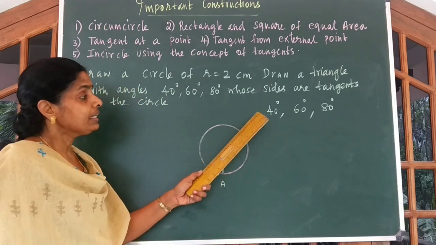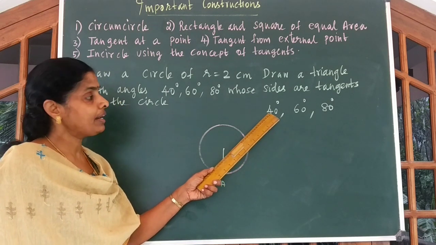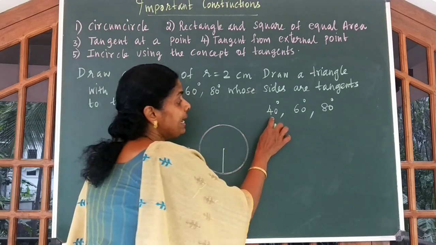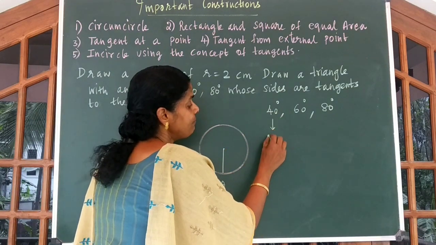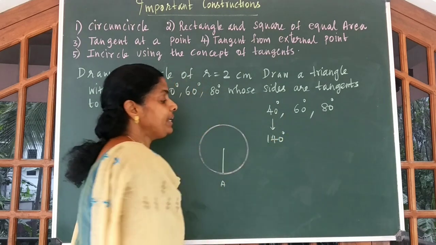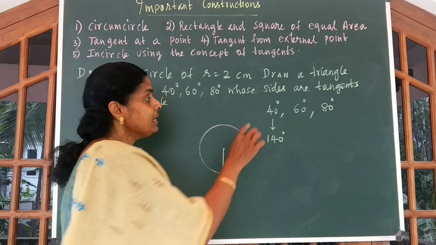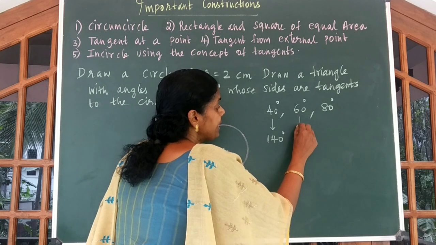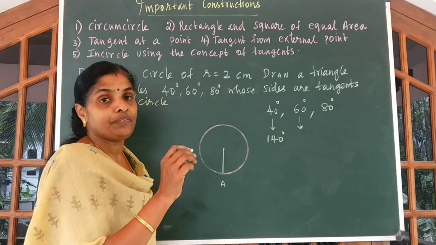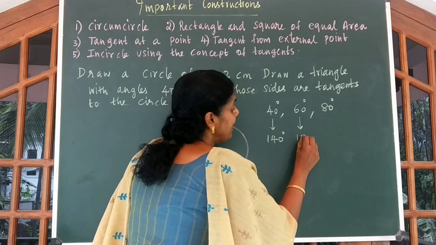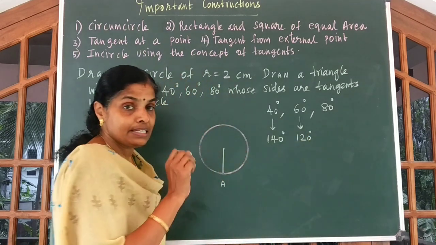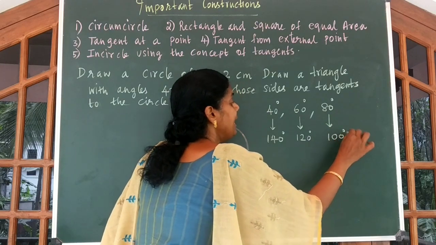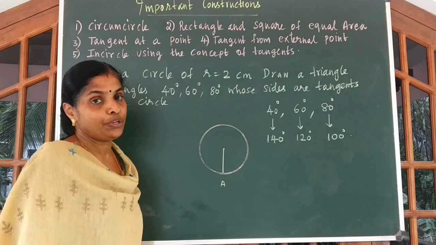Now we know the angles of the triangle are to be 40 degree, 60 degree and 80 degree. Since one angle is 40 degree, we have to measure 140 degree at the center because these two angles are supplementary. Similarly, for getting 60 degree as angle of a triangle, we have to measure 120 degree at the center. And for getting 80 degree, we have to measure 100 degree at the center. I will show you how.